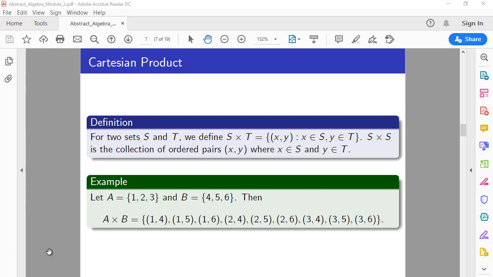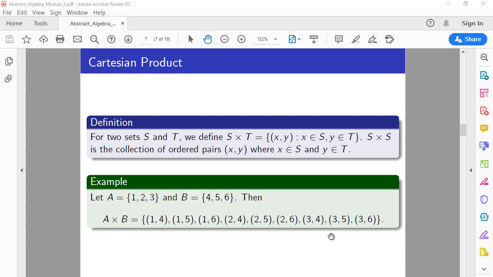Here's an example. Let's say I have the set A with the elements 1, 2, 3 and the set B with elements 4, 5, and 6. Then what is A cross B? Well, we have to pair up each element of A with each element of B. So we get (1,4), (1,5), (1,6), (2,4), (2,5), (2,6), (3,4), (3,5), and (3,6). Okay, so this is A cross B.